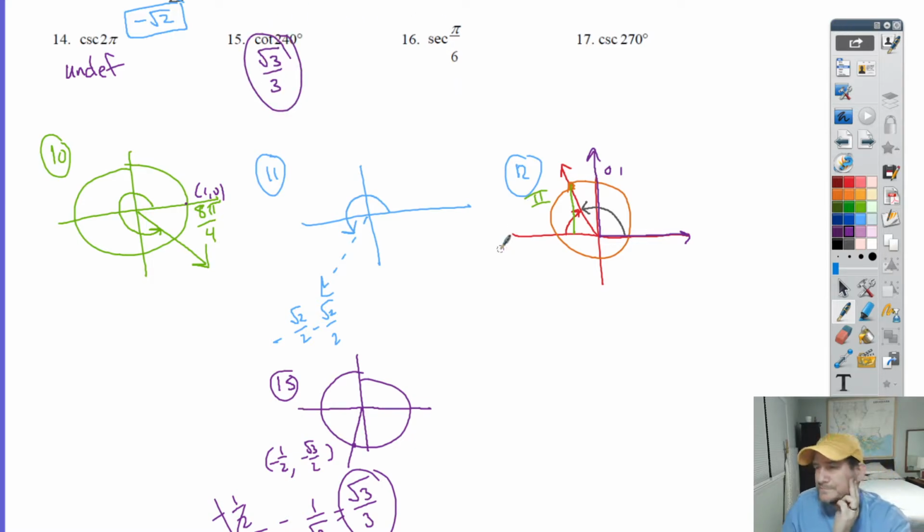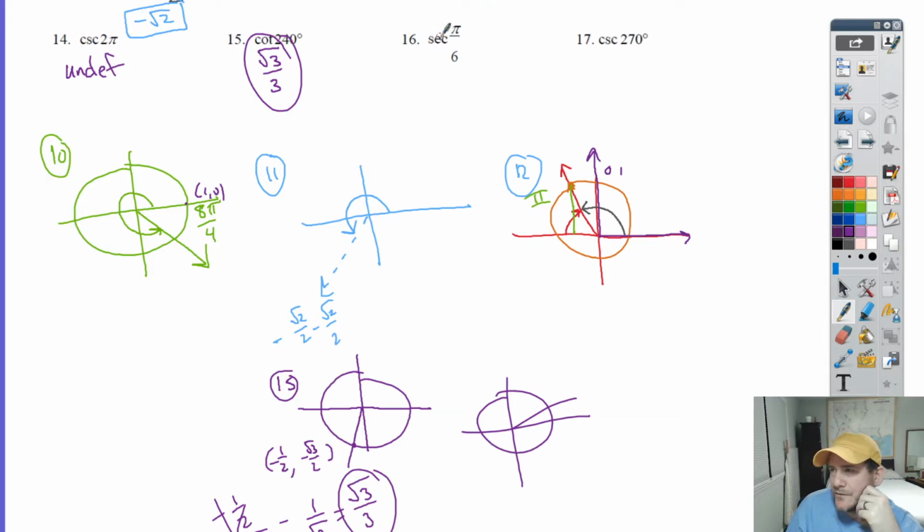It's positive. All right, secant pi over 6. Pi over 6 is 30 degrees. Secant goes with cosine. Cosine is root 3 over 2. So this would be 2 over root 3, which you really have to give me as 2 root 3 over 3.